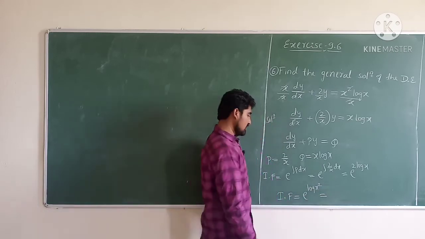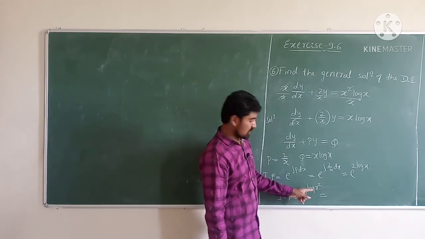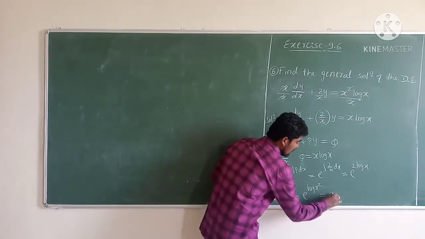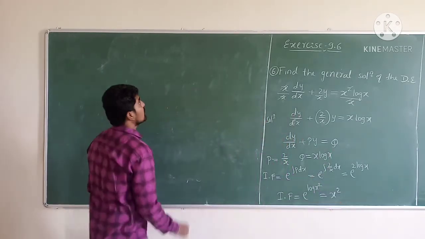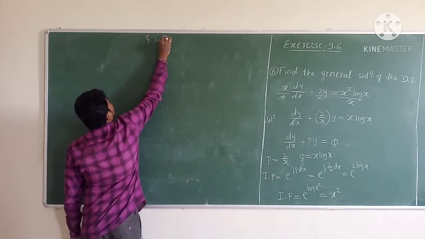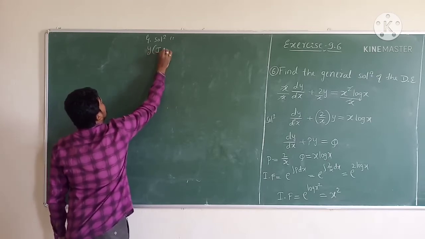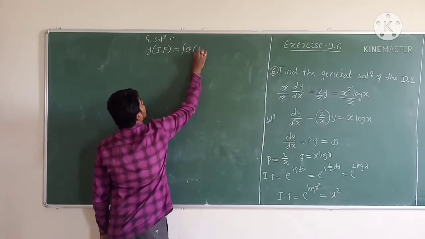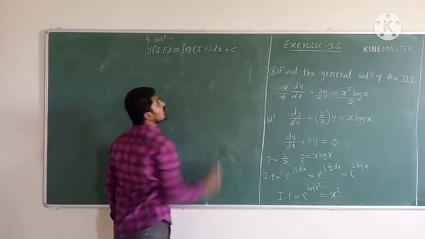Now this is in the form of e power log f(x). The value of e power log f(x) is f(x). The value of f(x) is x square. Hence the integrating factor of the given differential equation is x square. Now what? General solution of the given differential equation. Y into integrating factor is equal to integration of q into integrating factor with respect to x plus integral constant.